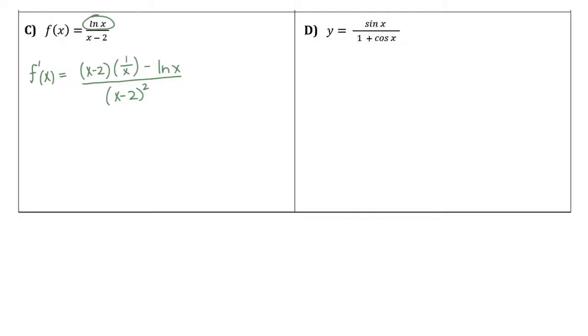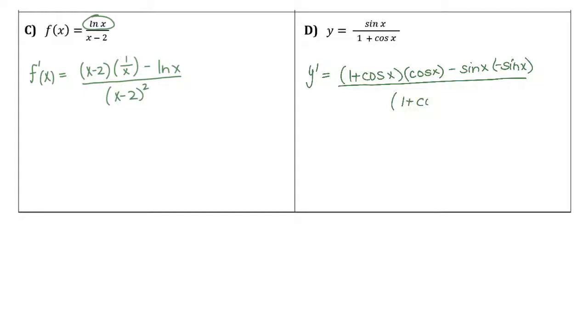Okay, looking at our last one here, we're looking for y prime. And again, you have the bottom times derivative of the top, so that's cosine x, minus top times derivative of the bottom, so that's negative sine x, and that is all over 1 plus cosine x, all squared. You can simplify this up a little bit or leave it like it is. Either way, we should be fine.